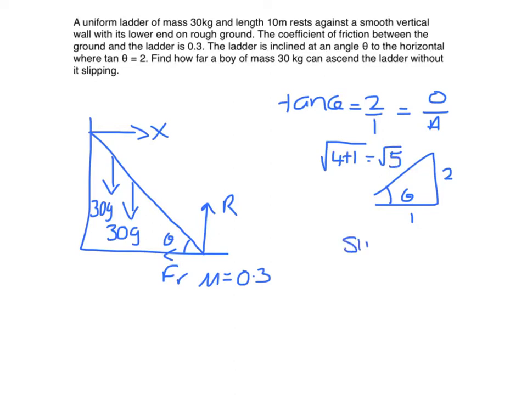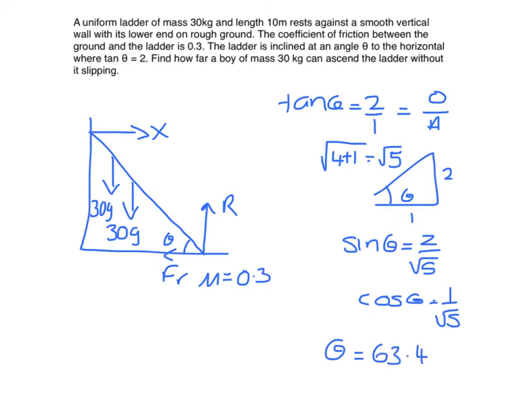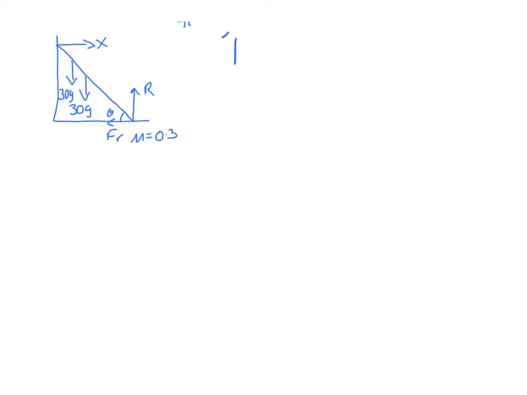And I can use the fact then that sine theta is 2 over root 5 and cosine theta is 1 over root 5. Alternately, throughout the question, if tan theta equals 2, then theta is the inverse tan of 2, and we can use the fact that theta is 63.434 degrees.